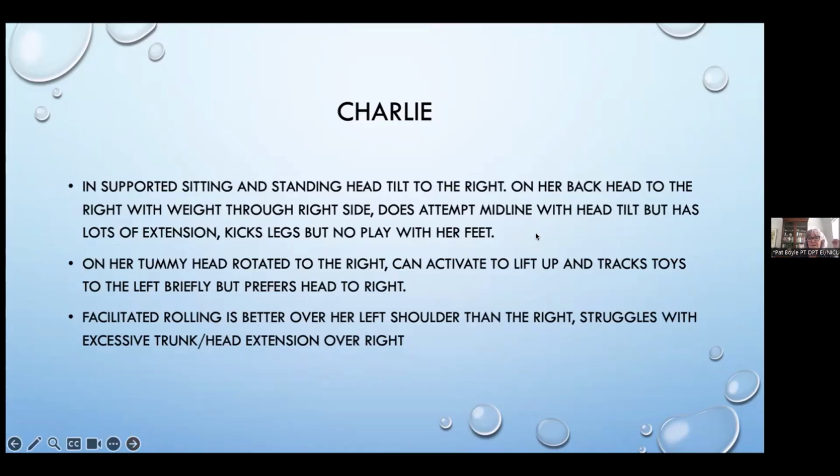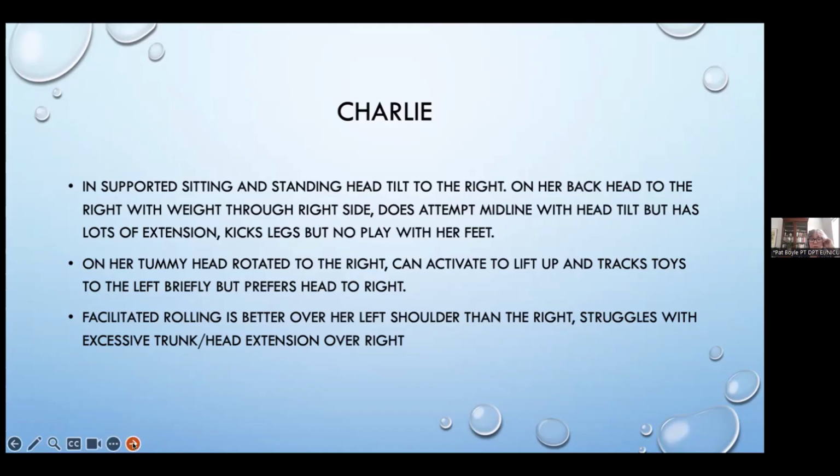She had this head tilt to the right, and on her back, her head was to the right with weight through the right side. She does attempt midline with head tilt, but has lots of extension. She kicks her legs, but won't play with her feet. On her tummy, her head is rotated to the right. She can activate to lift up and tracks toys to the left briefly, but prefers her head to the right. Facilitated rolling is better over her left shoulder than her right, and she struggles with excessive trunk head extension over the right.